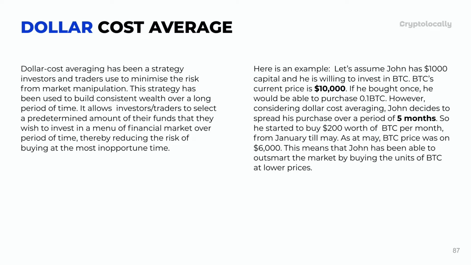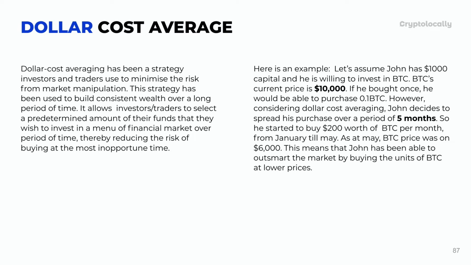So let's assume John has $1,000 capital and he wants to invest in Bitcoin, right? And then let's say one Bitcoin is worth $10,000. He has $1,000, right? So he will be able to get 0.1 BTC, which is 10% of 1 BTC. You get 0.1 BTC because he has $1,000. So assuming he bought once, he would have 0.1 BTC, right?